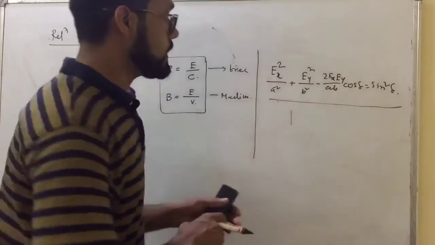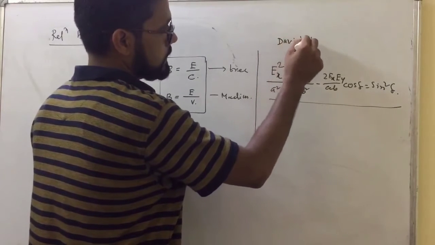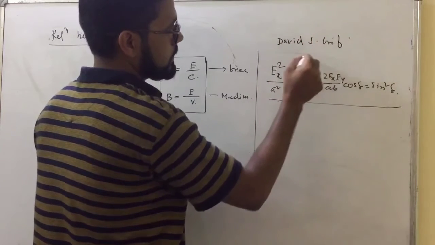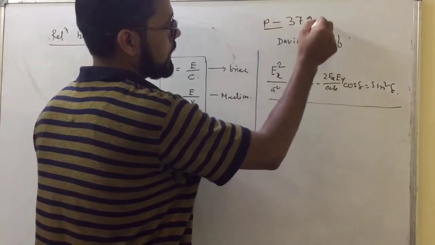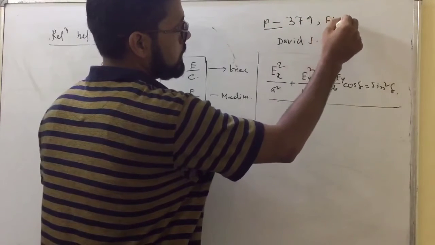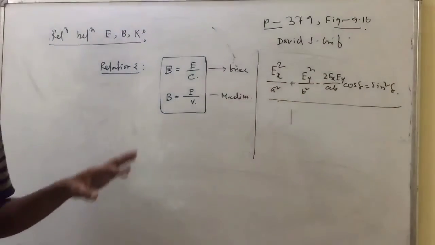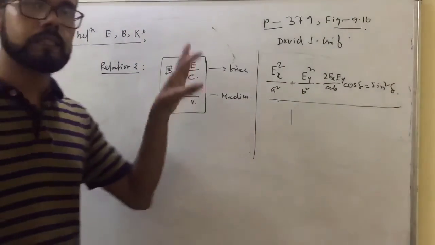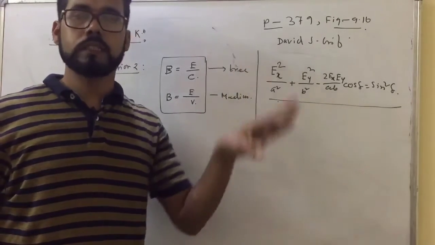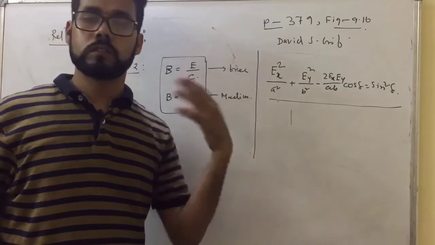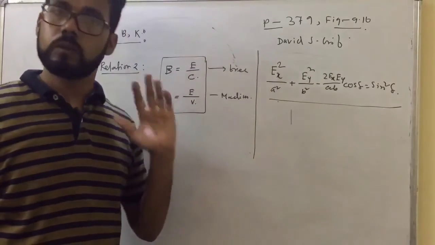If you see David J. Griffiths' book, page 379, figure number 9.10, this fact is already written, but the mathematical reason is not explained. They have written that conventionally, polarization of an electromagnetic wave means polarization of the electric field, but not polarization of the magnetic field, because of this reason. Okay.